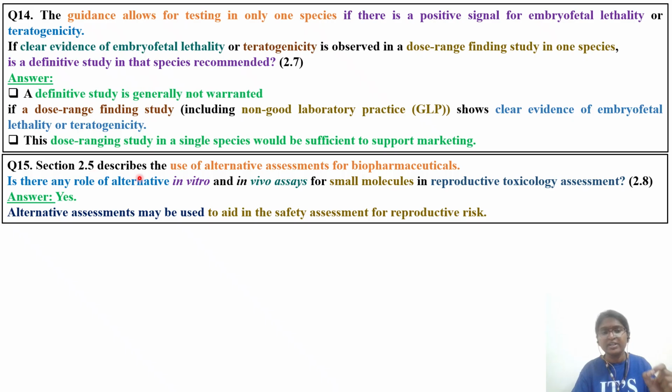Section number 22.5 describes the use of alternative assessment for biopharmaceuticals. As I told, most of these anti-cancer drugs might be biopharmaceuticals, so we'll see what answer is given by the agency. Is there any role of alternative in vitro and in vivo assays for small molecules in reproductive toxicology assessment? Answer is yes. Alternative assessment may be used to aid the safety assessment of reproductive toxic risk. So instead of doing in vivo assays, if you are able to support the regulatory agency with alternatives, a lot of alternative models are coming. Maybe a zebrafish model or some kind of cell lines through which you can address this reproductive risk, then the FDA or European regulatory agency will accept this data. Alternative assays are always in compliance with the 3R principle.